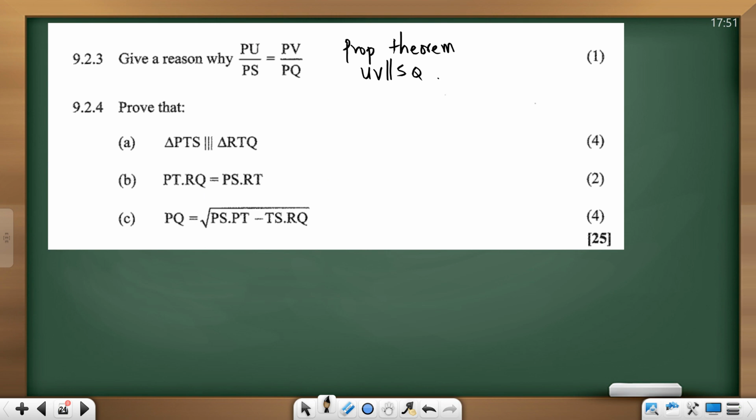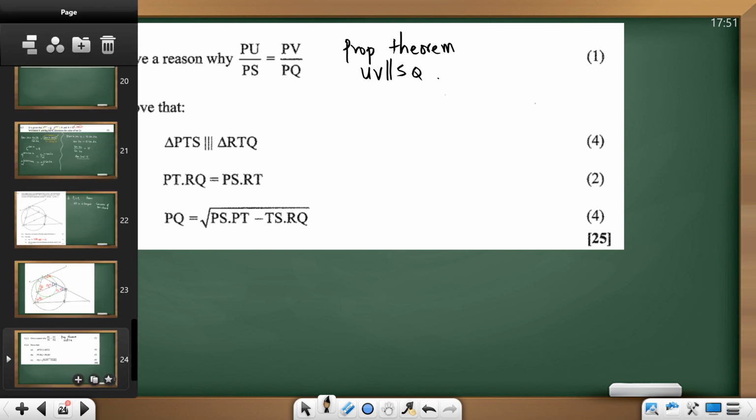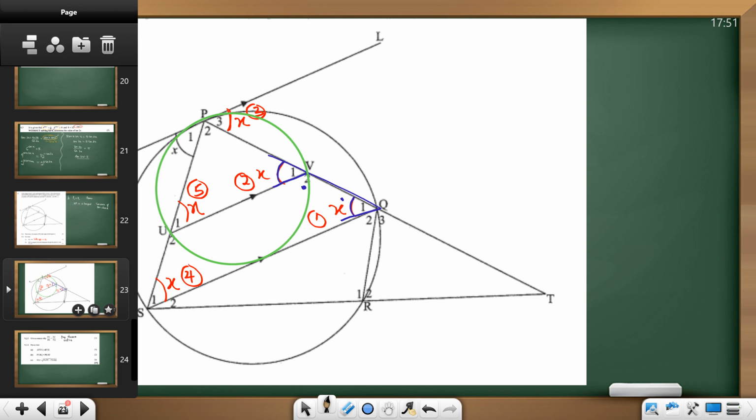Guys, please, question 9.2.4 is for every learner. I want us to be honest. Those 4 marks are for every learner. And please, create a system. Follow the system I'm going to show you. And I've been showing you this system. When they ask you to prove similarity, number 1, make a list of the angles. What do you want to prove? PTS and RTQ.